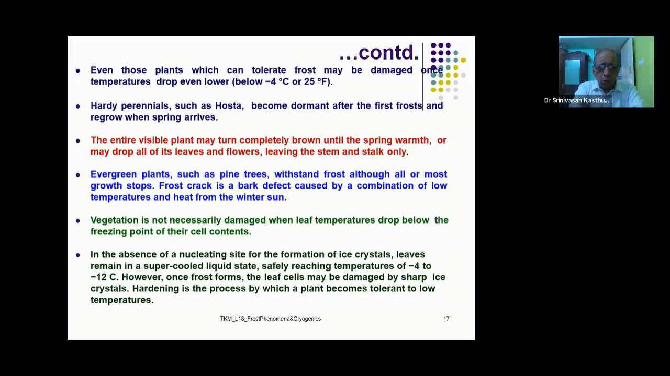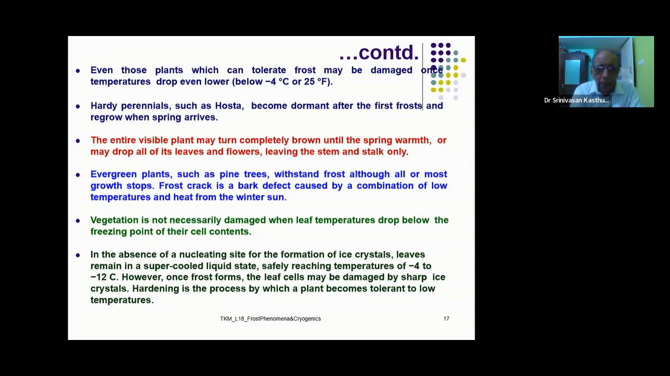Hardy perennials such as hosta become dormant after the first frost and regrow when the spring arrives. Normally what happens during the winter time, because of the frost, the plants are dormant. That means no activity. But when the summer comes again, they will normally start growing again.